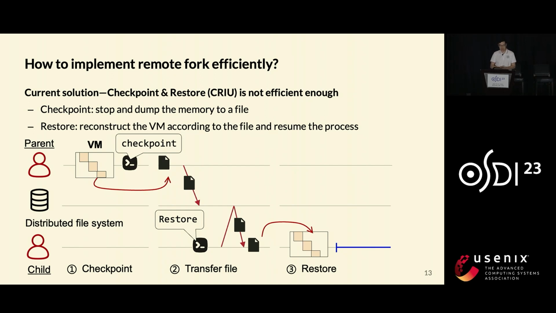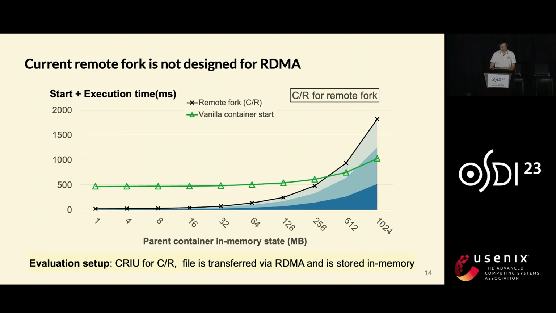CRIU is an existing tool that can be used for container or process migration, which can be regarded as one implementation of remote fork. It supports first checkpointing one process on a machine and then restoring it on another machine. Specifically, the checkpoint phase will stop the process and dump its memory into a file, which can be stored in a distributed file system. Later, the restoration phase will reconstruct the process memory according to the file and resume the process.